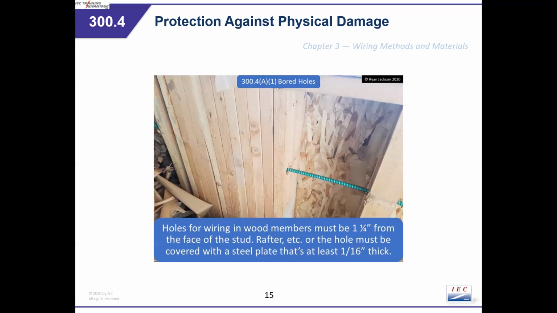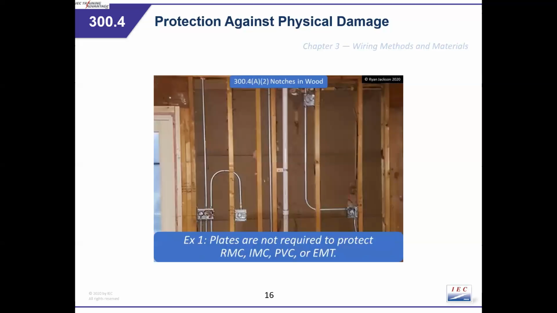So holes for wiring in wood members must be 1¼ inches from the face of the stud, rafter, etc., or the hole must be covered with a steel plate at least 1/16 of an inch thick. I would say that applies mainly to residential guys, but actually commercial under, I think it's 4 stories. You have to protect those things unless they were in the aforementioned raceways on the previous slide.